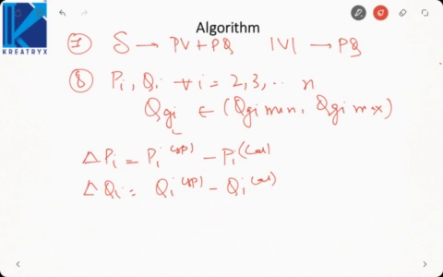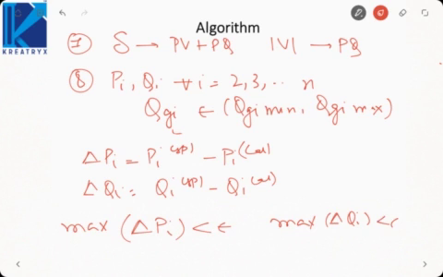Now we will check that if the maximum of delta Pi is less than epsilon and the maximum of delta Qi is less than epsilon, then the load flow solution converges. That is, there is no mismatch. If it does not occur, then we will go and repeat the entire process. So we will go on iterating until we get a condition where the maximum of the mismatch vector is less than epsilon.